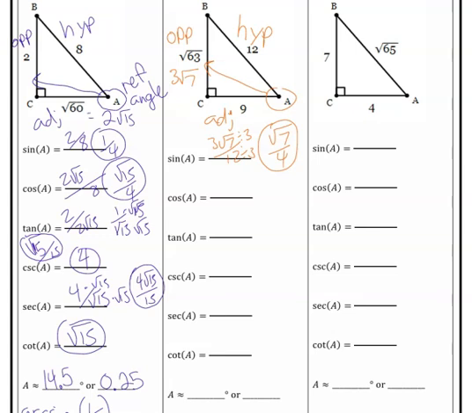Cosine of A is adjacent over hypotenuse, 9 over 12. That simplifies to 3 over 4. Tangent is opposite over adjacent, 3 square root 7 over 9. That reduces to square root 7 over 3.